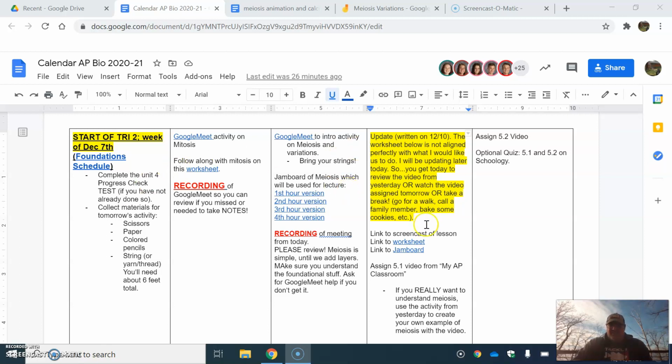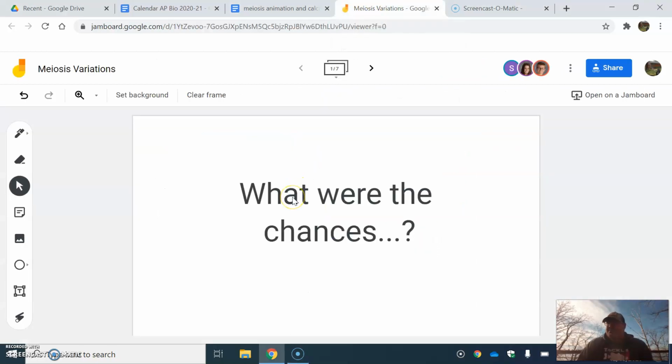Ultimately, today, we're going to watch this screencast. I don't have it linked yet, but this is going to be a screencast linked right here that I'm making currently. We will go through a worksheet, and the Jamboard that I will use you'll have access to. So I want to talk about what are the chances of making you or making anything on this planet through the process of meiosis, right?